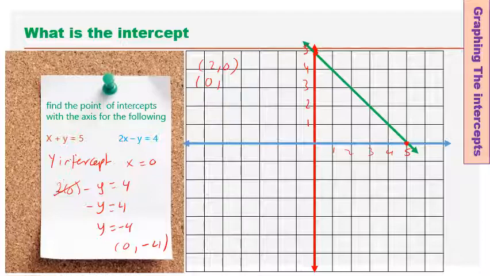So let's plot these points and then draw the straight line. Okay, 0 and negative 4, this is the first one. And 2 and 0 is the second one. And this is how to draw a line using the intercept points of the x and y axes.